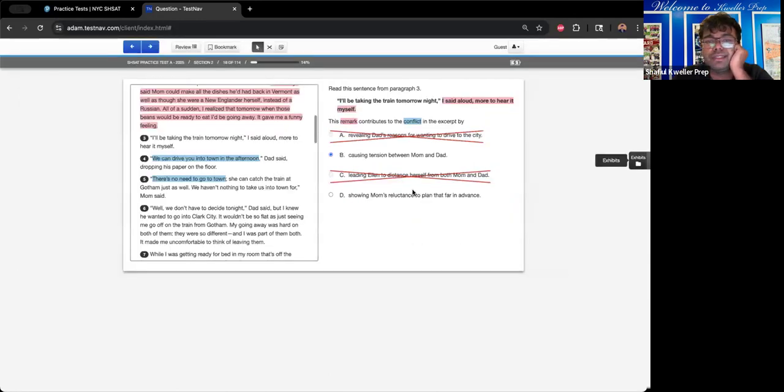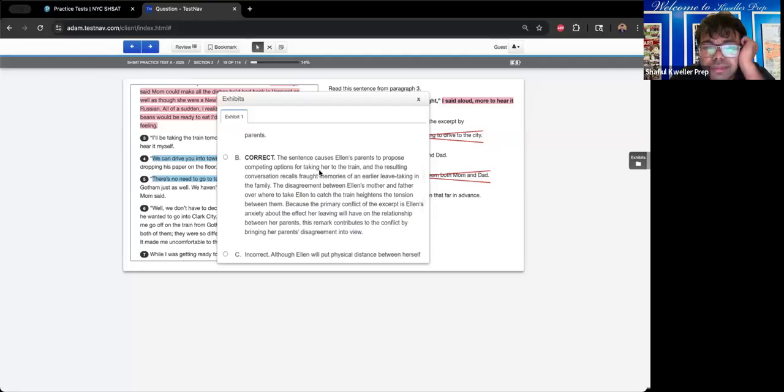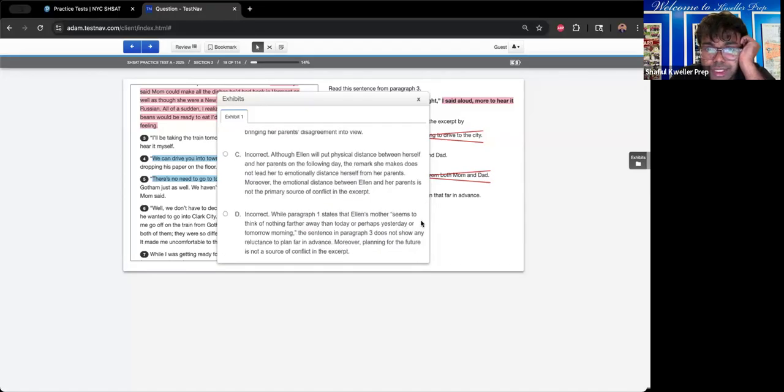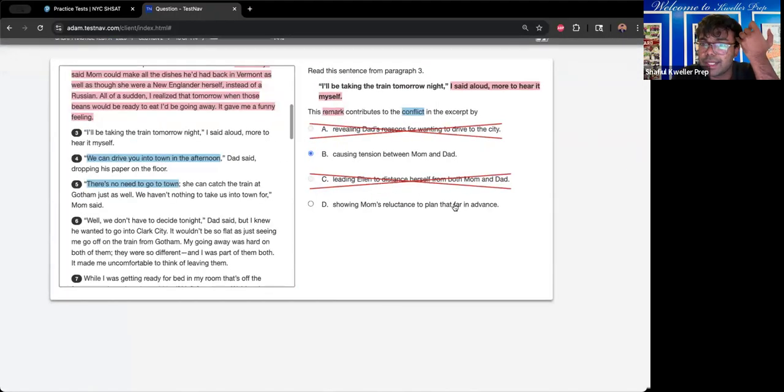Let me check. Okay. The sentence causes her parents to propose. Okay, and then why is it not D? Because of reluctance to plan far in advance. The reason D is wrong is because it's not like the mom doesn't want to go because she doesn't want to plan in advance. So that's why it's not D. So yeah, the answer should be B. Apologies, I'm just working through this.